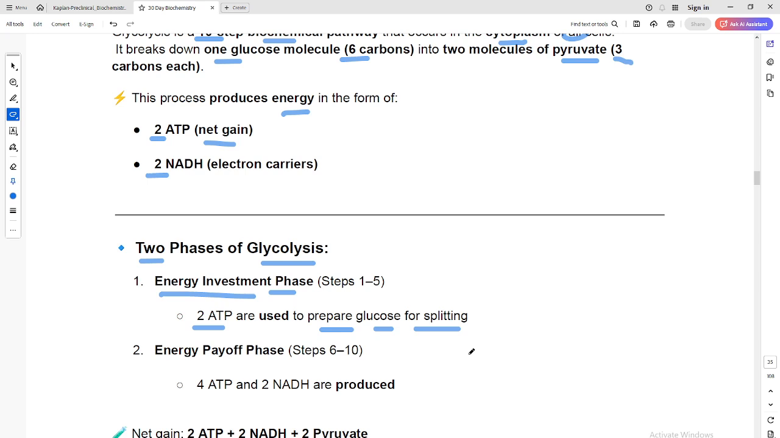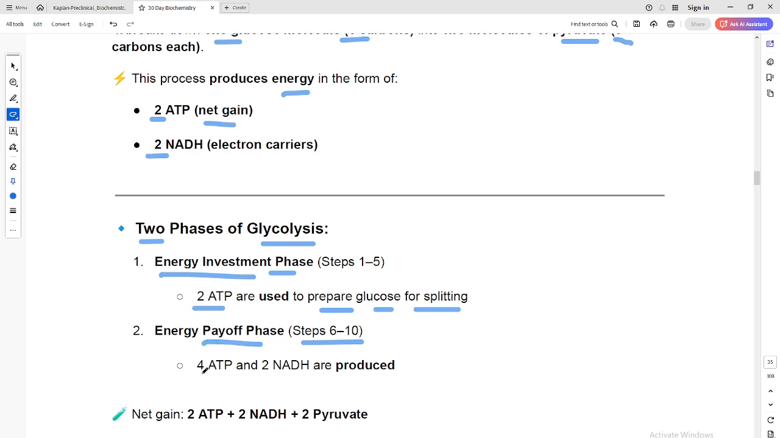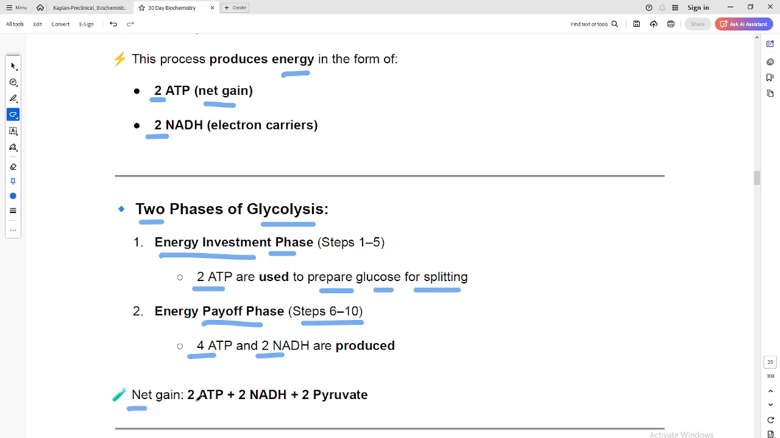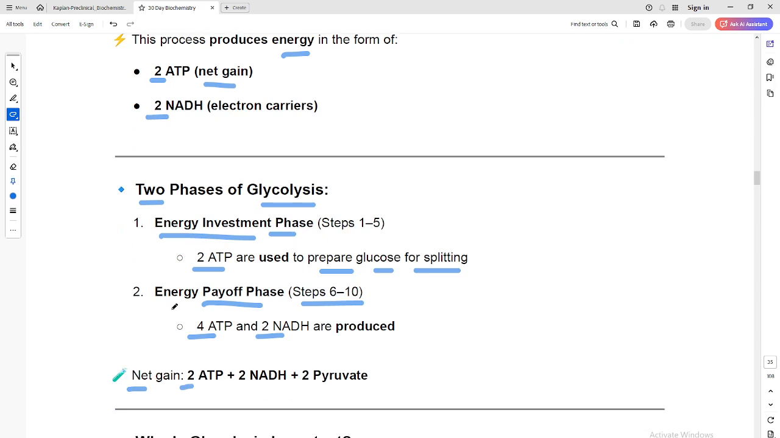Okay, the other steps, from 6 to 10, will be the energy payoff phase. We gain 4 ATP and 2 NADH are produced. So the net gain: we invested 2 ATP and gained 4, so the net is 2 ATP, 2 NADH and 2 pyruvate.